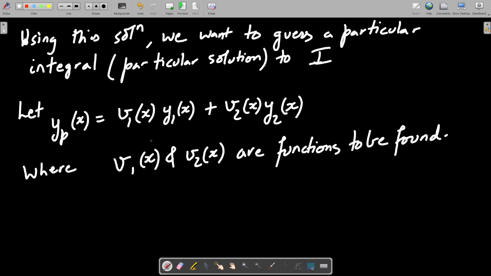We are just guessing this integral, so this is kind of a guesswork we are doing. This guesswork will work only if we find out the functions v1 and v2. If you can't find the functions v1 and v2, that means your guess is wrong. That will not generally happen, but I'm just saying.